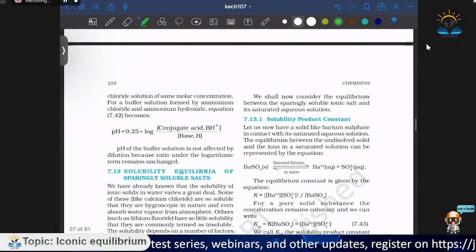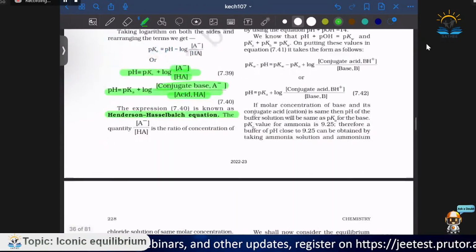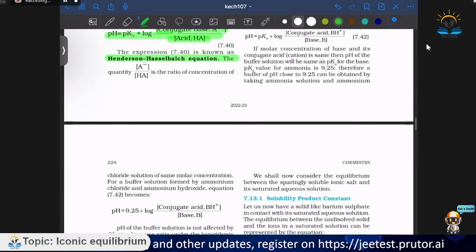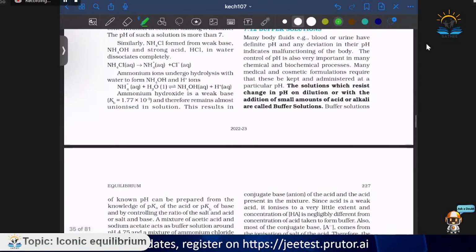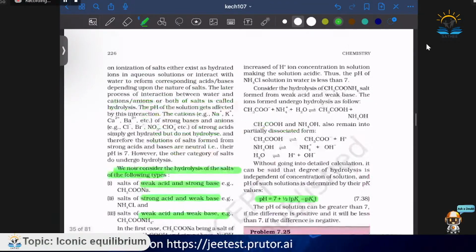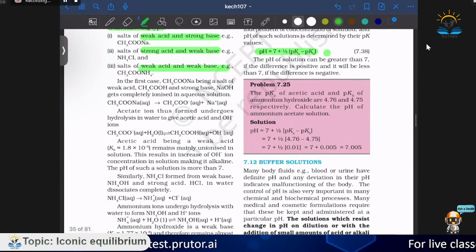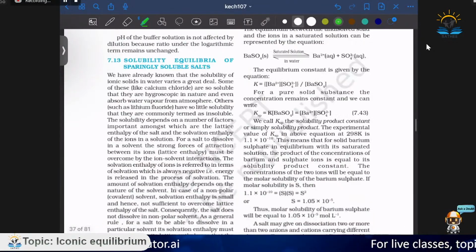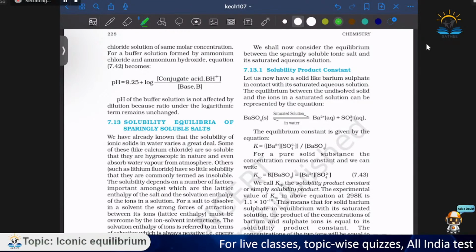For sparingly soluble salt, you define the solubility product. This was all about your buffer and similar concepts. Salt hydrolysis, remember this formula. Let us see a few important things about salt hydrolysis. First, we saw buffer. Second is KSP, solubility of saturated solutions.